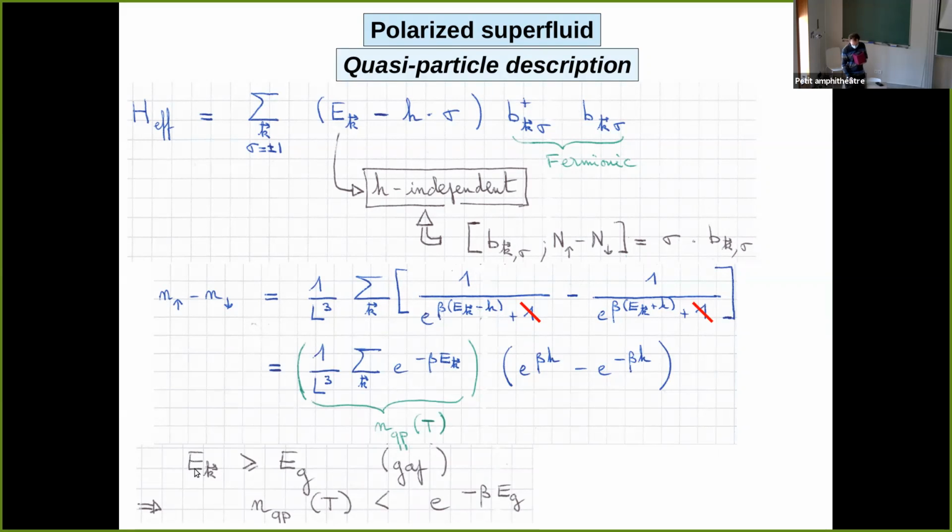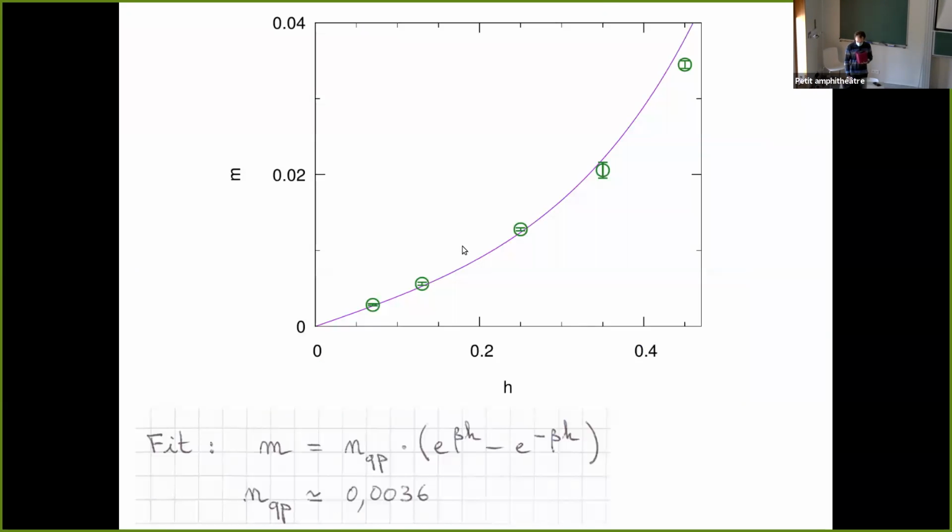There is, of course, a lower bound on this dispersion relation of quasi-particles, which is by definition the single particle gap. And accordingly, there is an upper bound on this density of quasi-particles, like this. So here is a plot of our results for the magnetization, M, so it's N up minus N down, as a function of H. This was the point that I showed you before, and these are the results now if we change H. And you see that it's pretty well fitted by the simple formula from the previous slide, from the quasi-particle model.